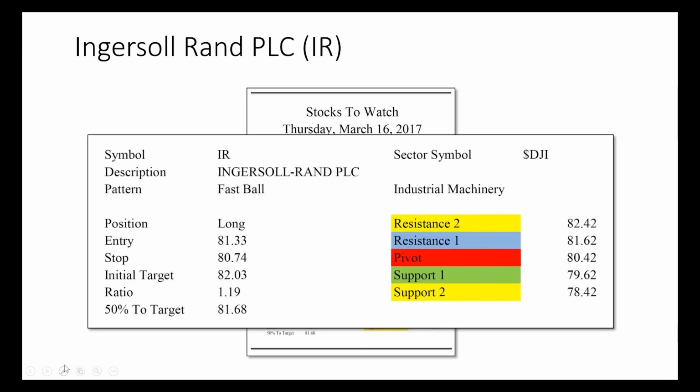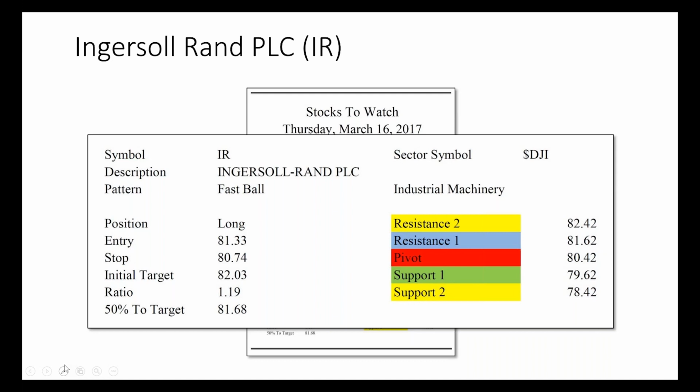We had planned on this one a long entry, $81.33. Our stop was $80.74. The initial target, $82.03. 50% of the distance of the target, $81.68. The rules for entering these things are in the trading plan.